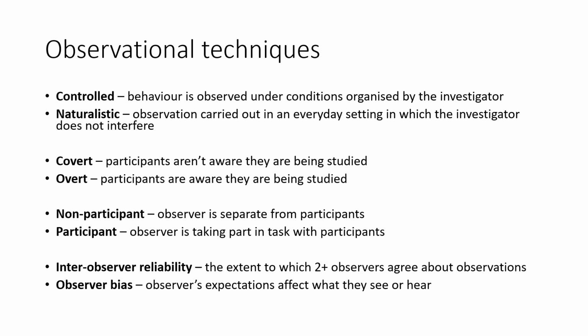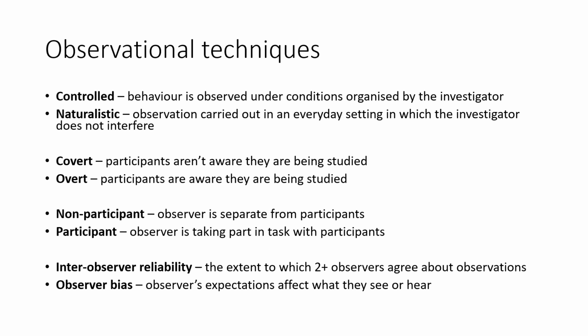Observational techniques. There is controlled and naturalistic. So controlled is when behaviour is observed under conditions organised by the investigator. Naturalistic is an observation carried out in an everyday setting in which the investigator does not interfere. And then you've got covert and overt. So covert is when participants aren't aware that they're being studied, whereas overt are aware they're being studied. Non-participant is when the observer is separate from the participants, but participant is when the observer is taking part in the task with the participants.